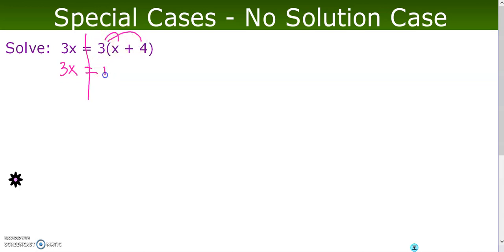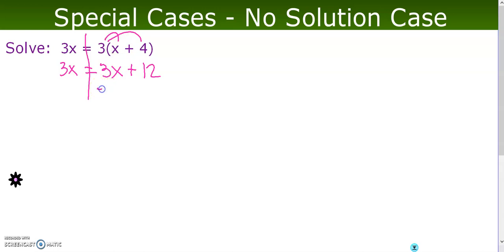3 times 4 is 12. No, it's not. What am I doing? 3 times x. 3 times x is just 3x. Then we have 3 times 4 is 12. You might be able to look at this and already see, all right, if one side's 3x and the other side's 3x plus 12, it's not going to be balanced, but we're going to keep working our process.